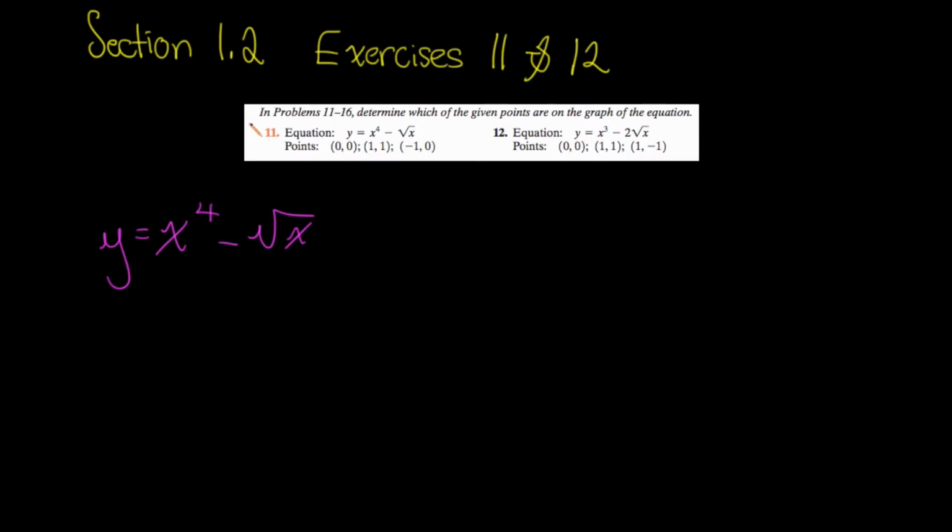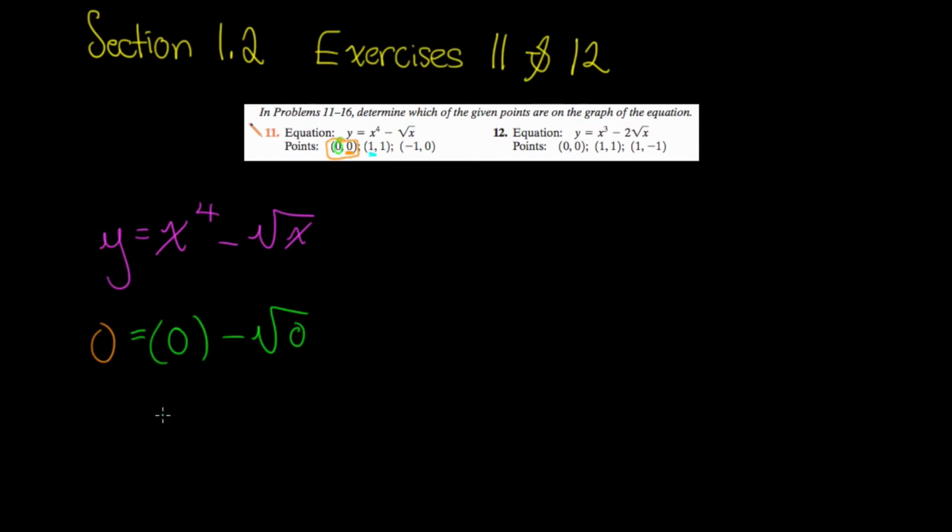So I'm just going to plug in 0 for x. So 0 to the 4 minus the square root of 0. And that is equal to 0, which is what we have for y. So yes, this point (0, 0) is on the graph of our equation here. Let's plug in (1, 1).